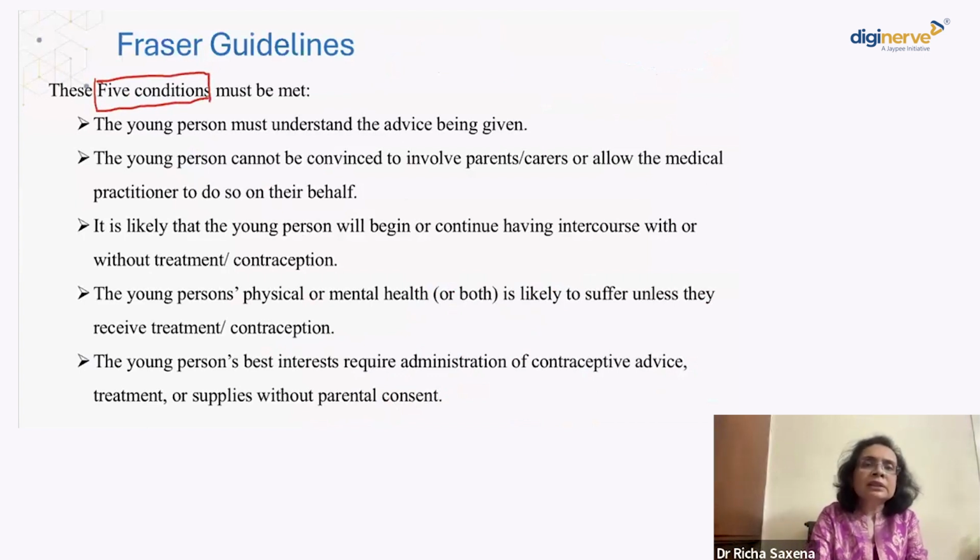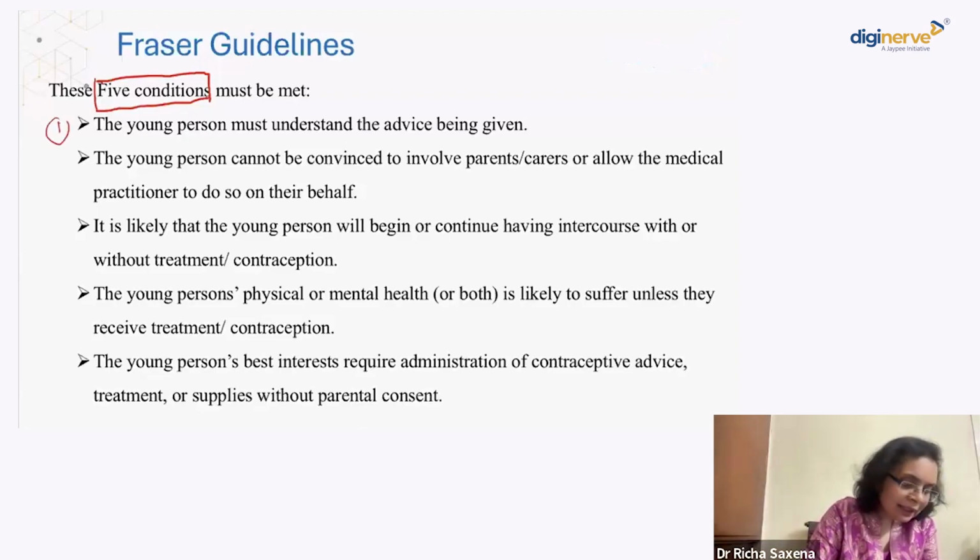Number 1, the young person must understand the significance of the advice which is being given to them. So they must understand that if they are being given contraception, what does it involve? And what are the consequences if the contraception fails? What are the consequences that they may have to undergo? So that is number 1, that they should understand the significance of the advice which is given.